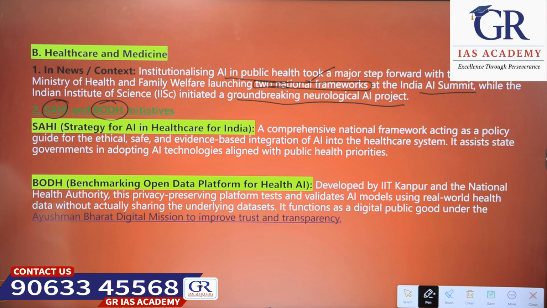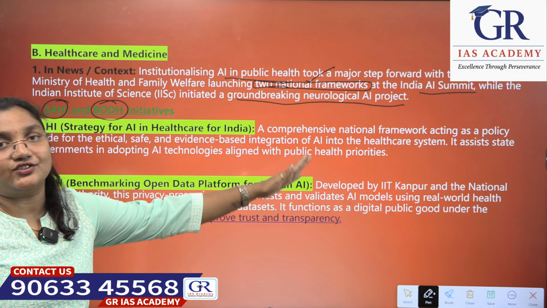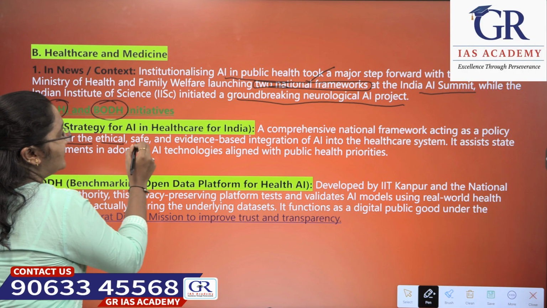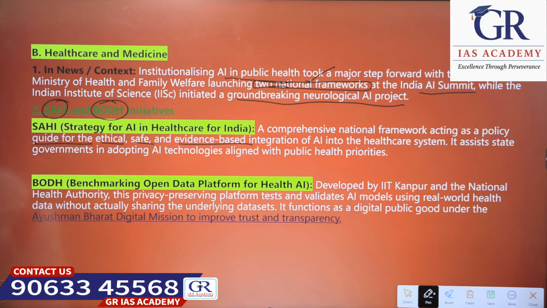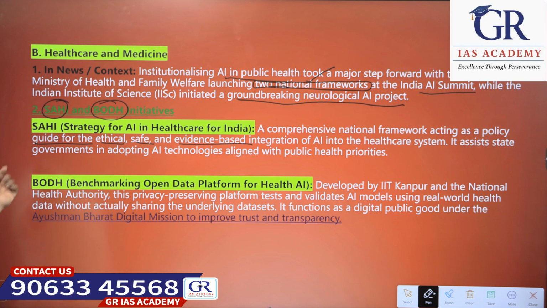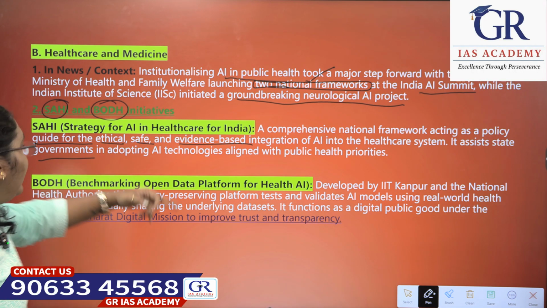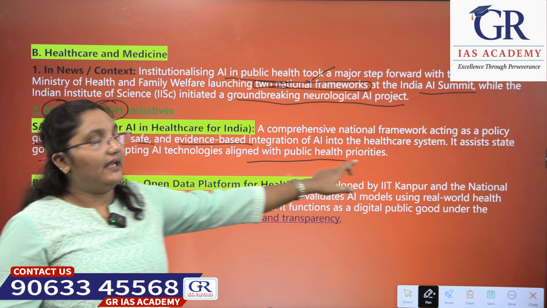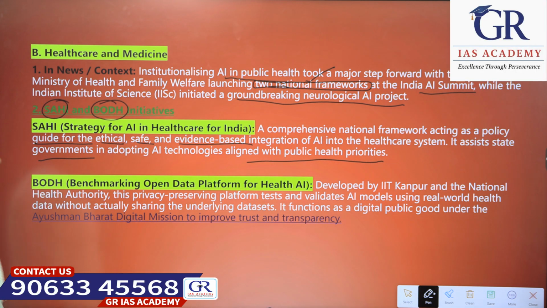Coming to Sahi, it is Strategy for AI in Healthcare for India. What is it? It is a comprehensive national framework acting as a policy guide for the ethical, safe and evidence-based integration of AI into health systems. It assists state governments in adopting AI technologies aligned with public health priorities. Okay, this is what Sahi is, Strategy for AI in Healthcare for India.